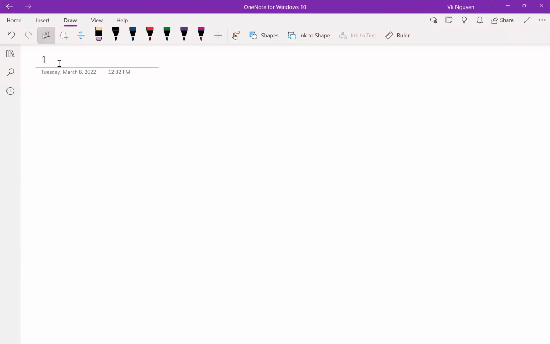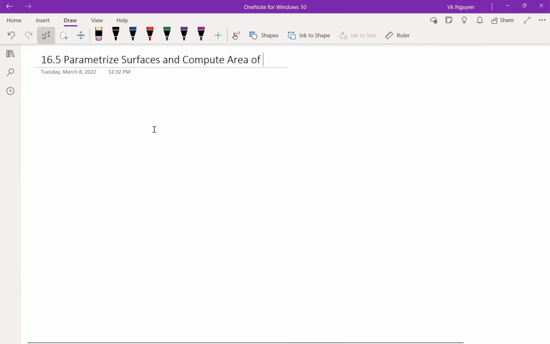All right, guys, welcome to section 10.6. In this section, we're gonna parametrize surfaces and compute area, the area of surfaces.